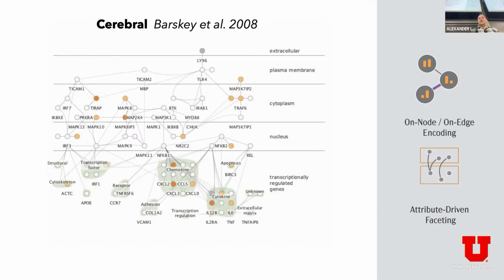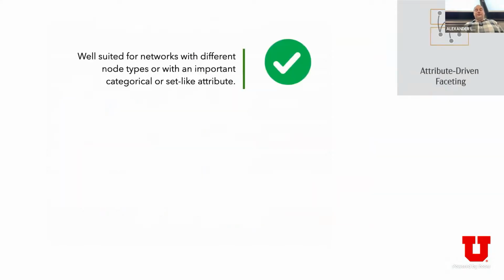And so this is exactly what's going on here. So you have one node in the extracellular space, then one node here on the membrane. This here is in the cytoplasm, this here is in the nucleus, and this here is just a group of transcriptionally regulated genes. So they might not be in any particular compartment. And that's also a very powerful thing to do.